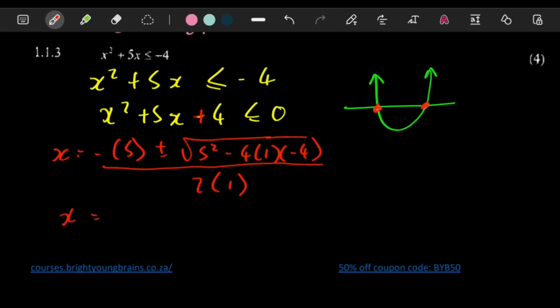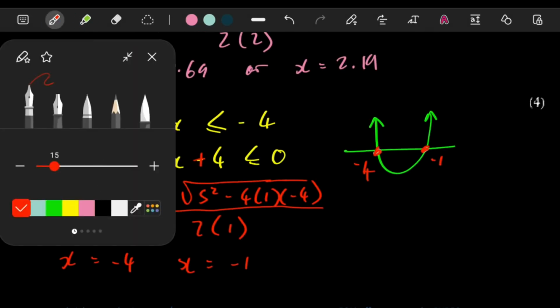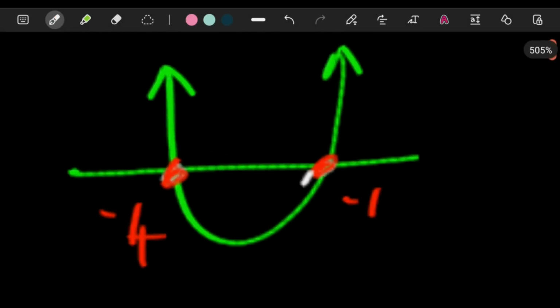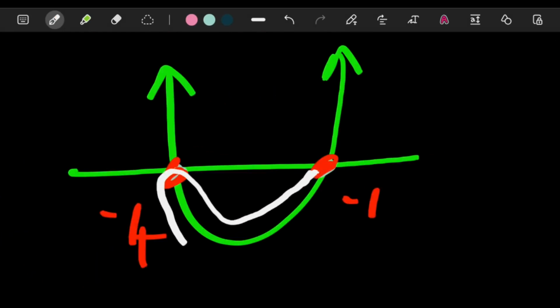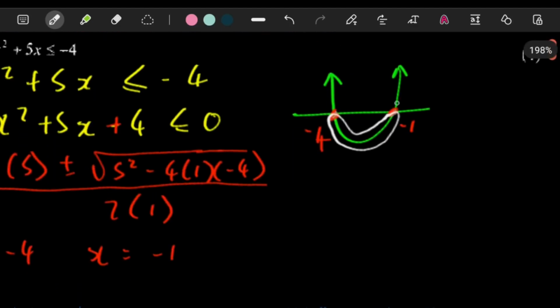You're going to get negative 4 and negative 1. So x is equal to negative 4, x is equal to negative 1. The idea here is you now want to answer this question. This question was asking where is the graph below 0. You see the graph is below 0 over here, and down here. This is the part where the graph is below 0. It's below 0 from negative 4 to negative 1.